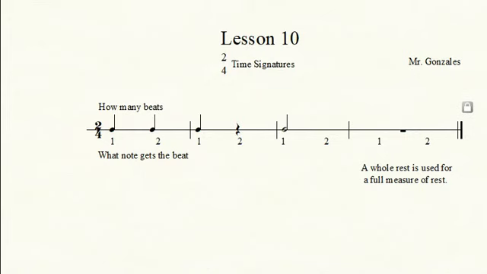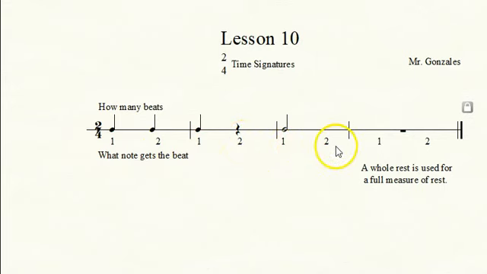In 2-4 time and 4-4 time, both have 4 as the bottom number, meaning a quarter note receives 1 beat. The difference is that 2-4 time has 2 beats per measure, while 4-4 time has 4. In 2-4 time, quarter notes get 1 beat, and quarter rests get 1 beat.